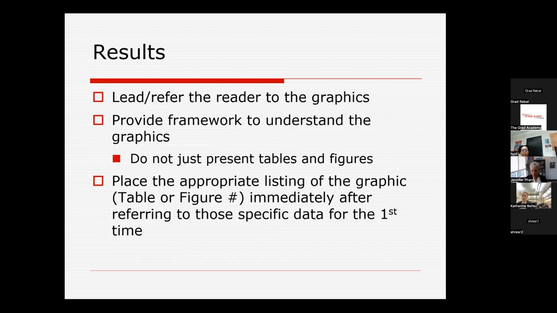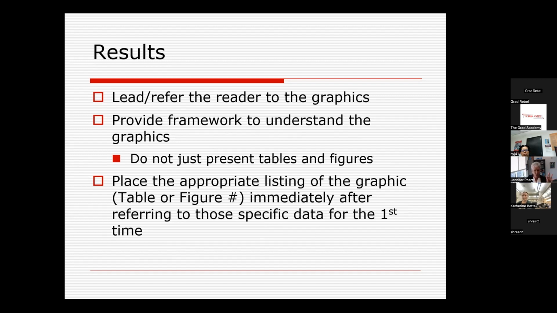Typically, especially for a dissertation or thesis, now for a scholarly paper, the journal may have a specific place where they want you to place your graphics, your tables and figures. But for your thesis and your dissertation, you're going to put the graphic immediately after you refer to that graphic for the first time in the text part of your paper.